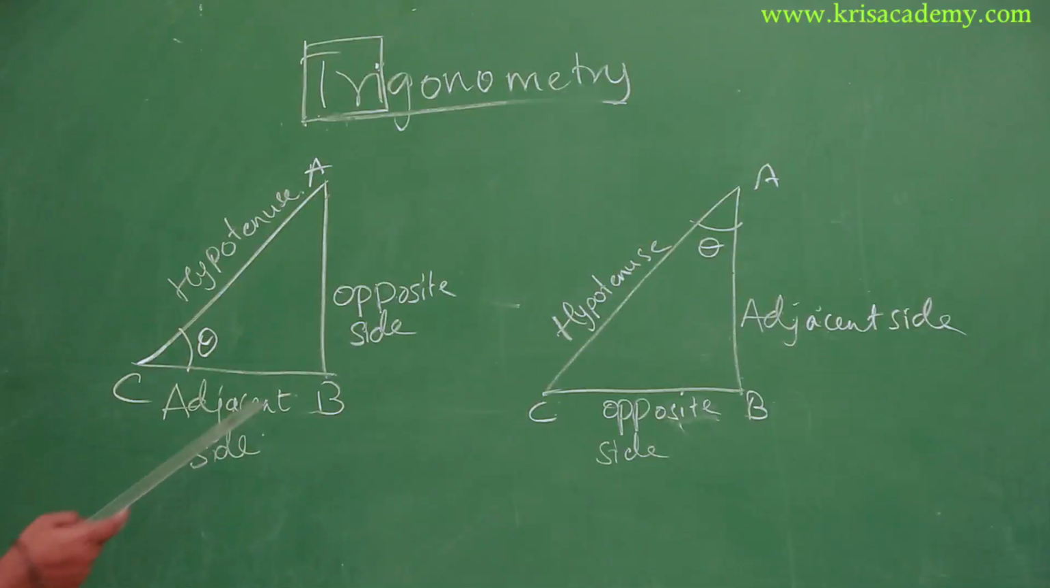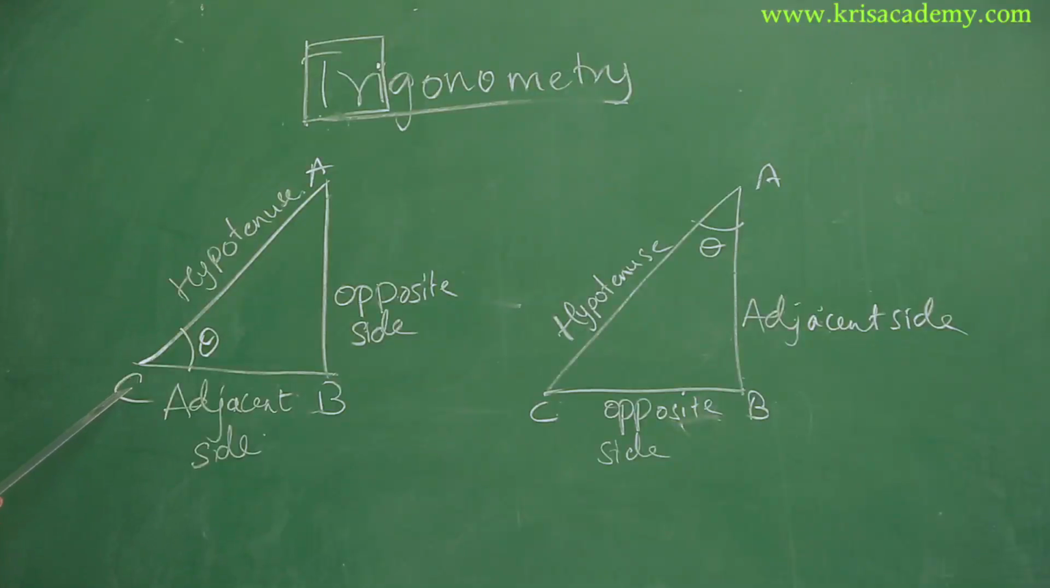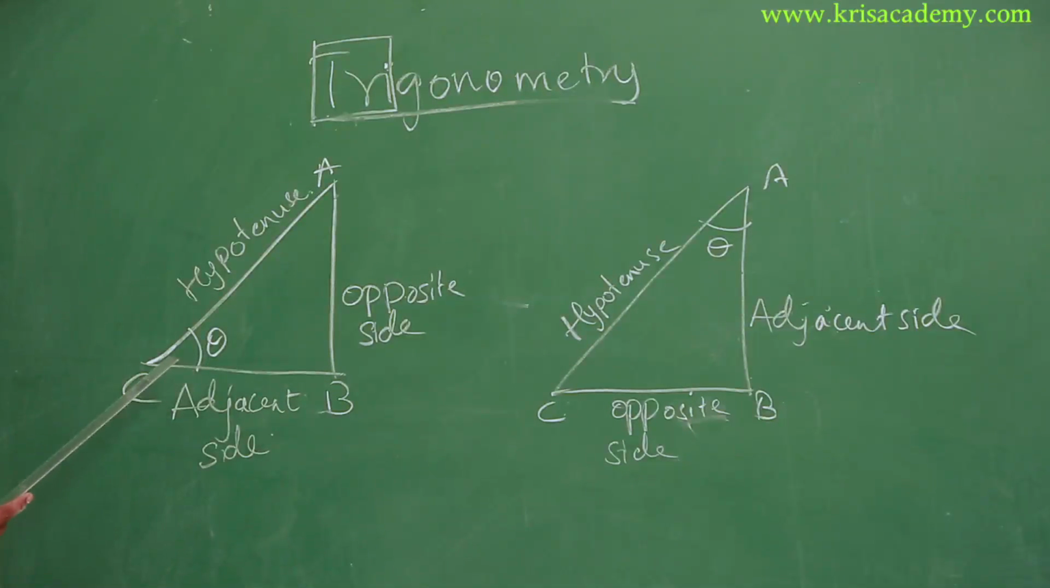Now let us see the right angle triangles. This is a right angle triangle ABC. A person is standing here and has to see the top of the building. When we want to see any height, we need to raise our head. How much angle we raise our head is theta. The side opposite theta is known as the opposite side. The side adjacent to theta is known as the adjacent side. And the side opposite the 90 degrees is known as the hypotenuse.